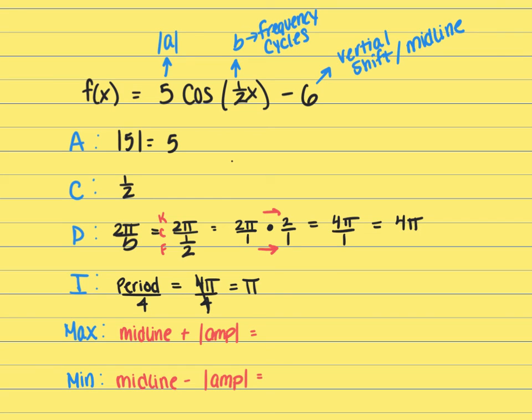So, the max value: remember the negative 6 is my vertical shift or my midline. So we're going to take negative 6 and add the amplitude, which is 5. That gives me negative 1. My minimum is the midline, -6, minus my amplitude, which is 5. So -6 minus 5 is -11.